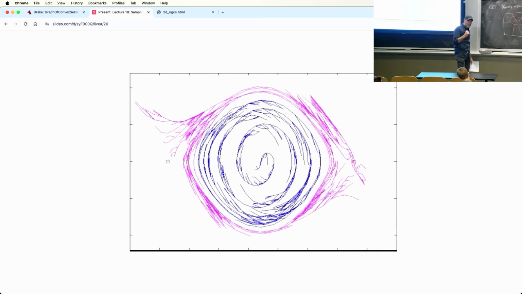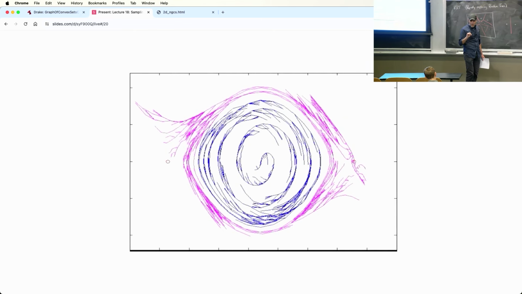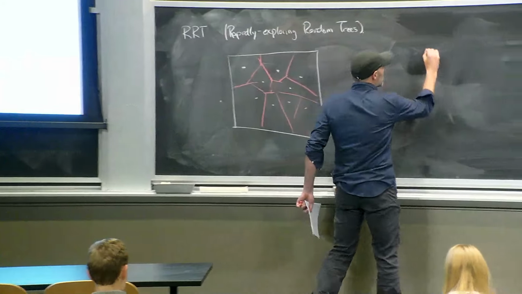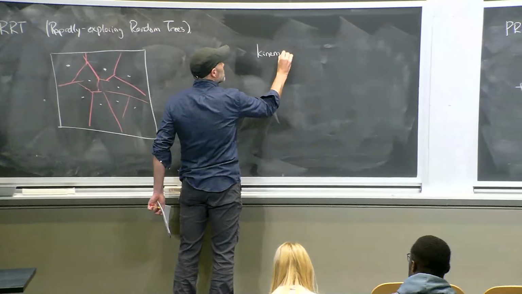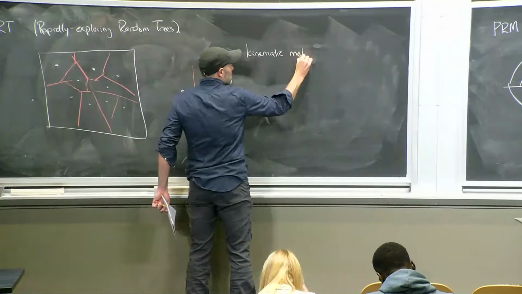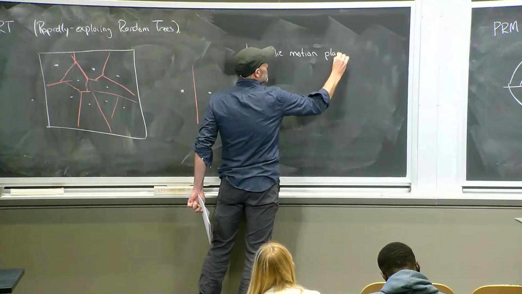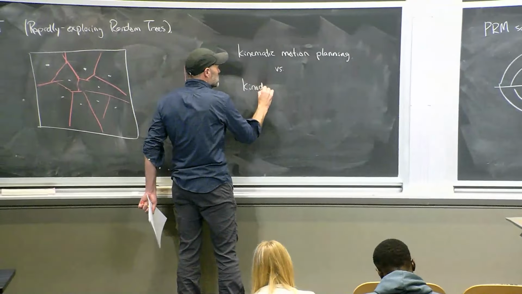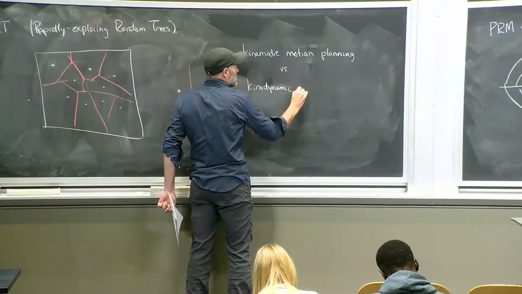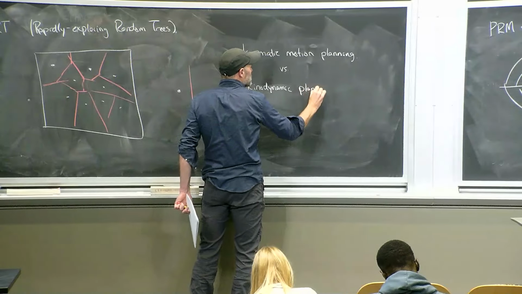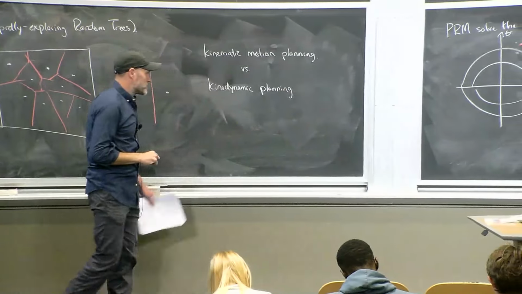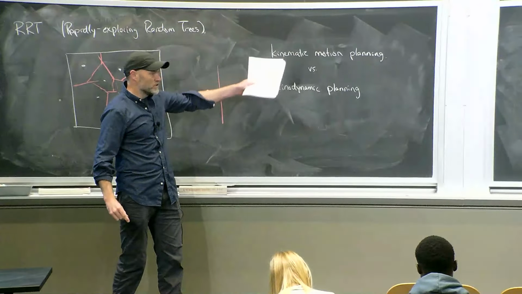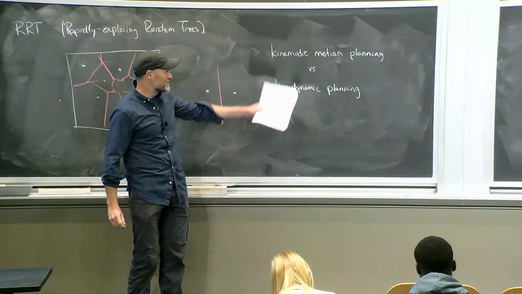So right out of the box, the RRT was in fact initially motivated by being a kinodynamic planner. That's the name of it. We distinguish between kinematic motion planning versus kinodynamic. In the sampling-based literature, kinodynamic means underactuated robotics, while kinematic means manipulation, something like that.